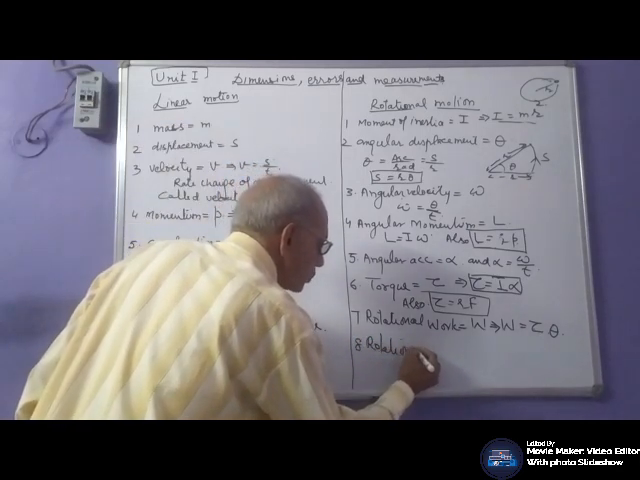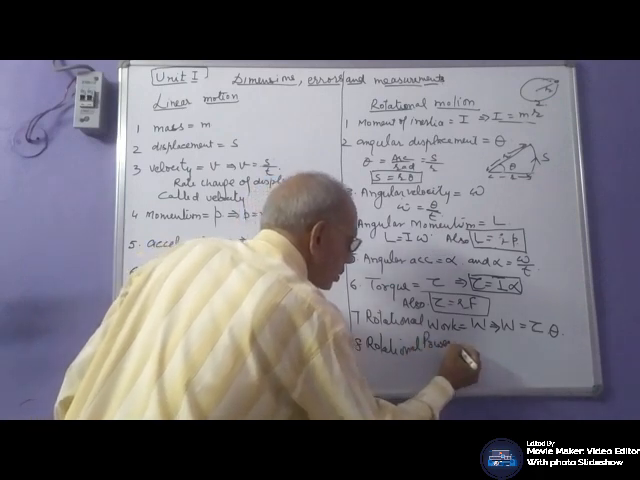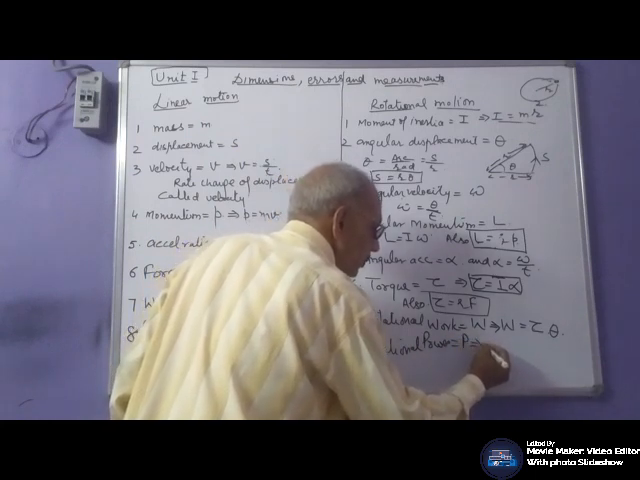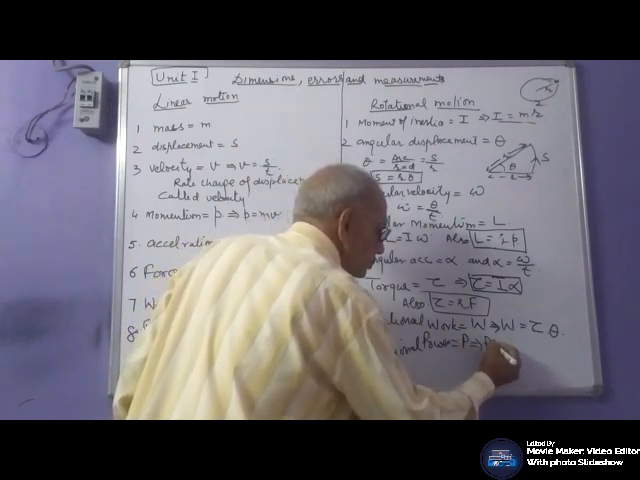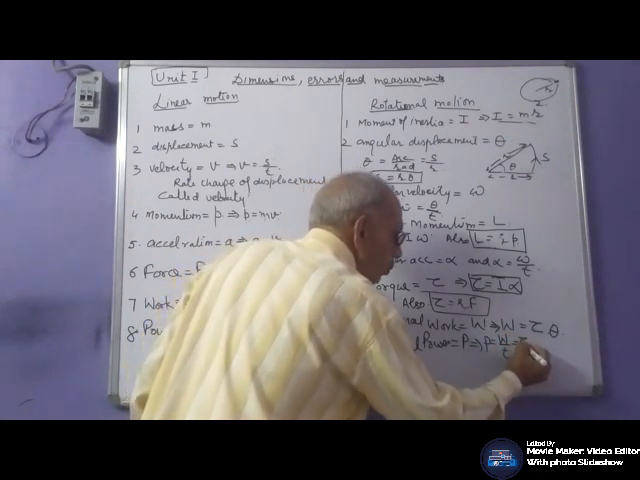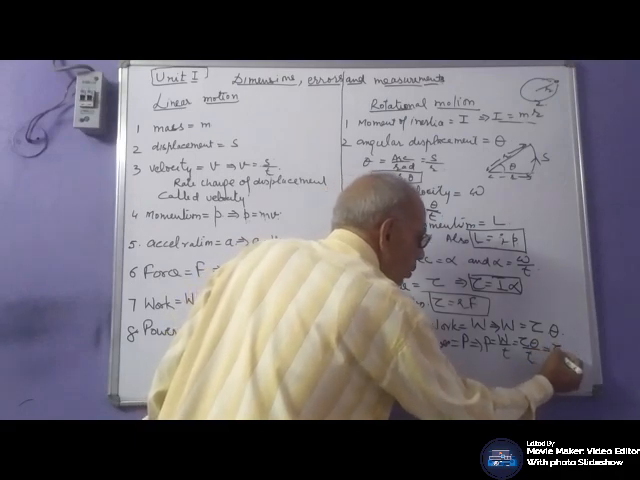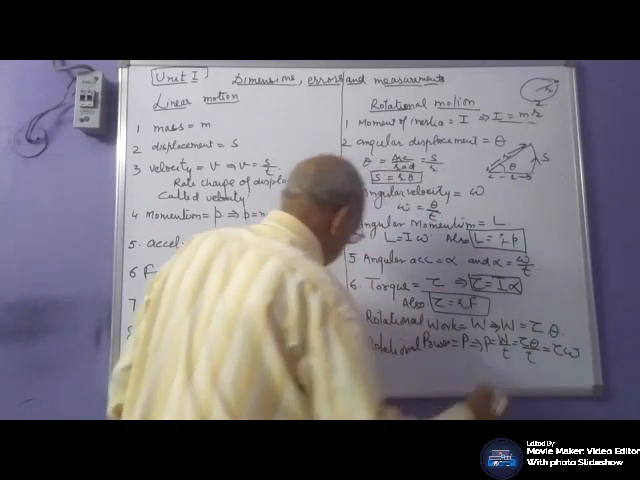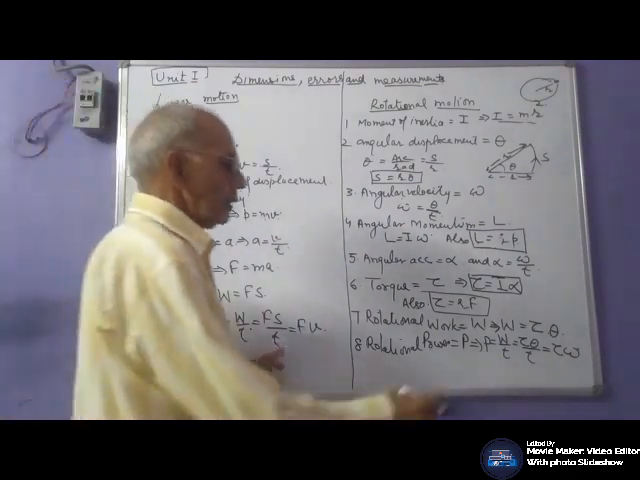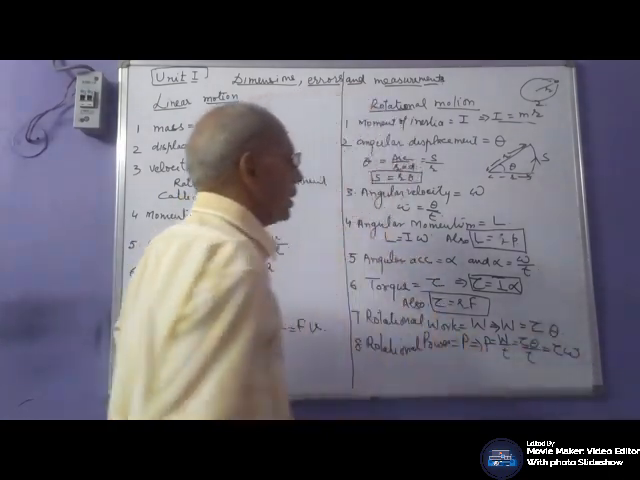Rotational power, no other symbol, it is P, and P is W by T. W is tau theta by T. Tau theta by T is what? Tau omega. This was Fv. Instead of F, here is what? Tau. V becomes omega.